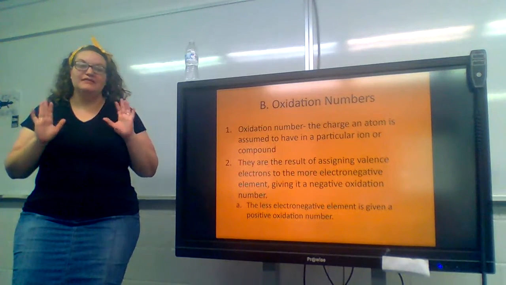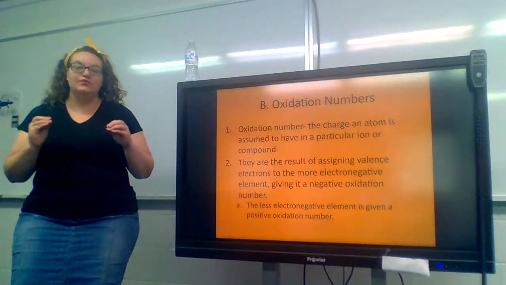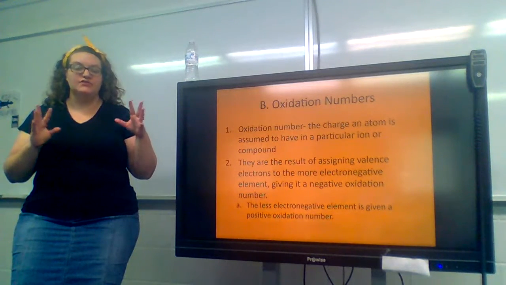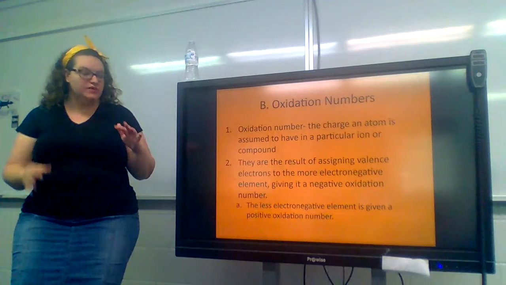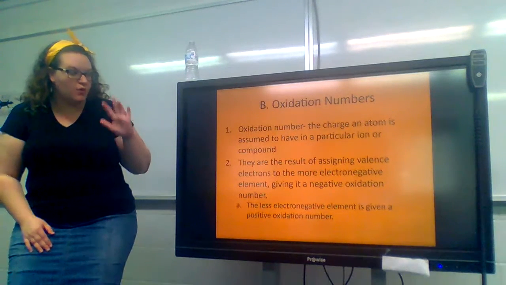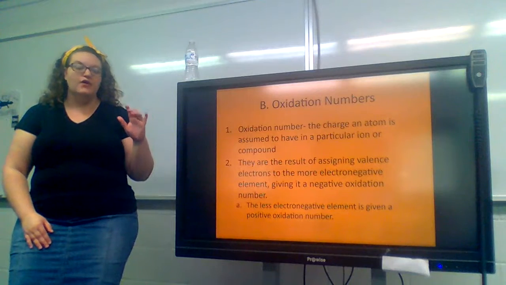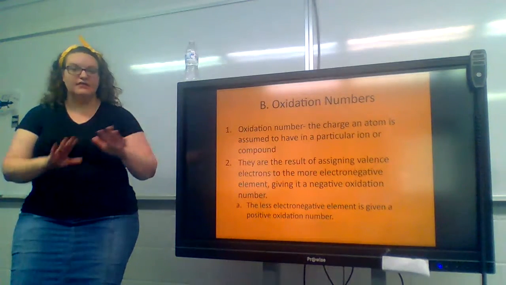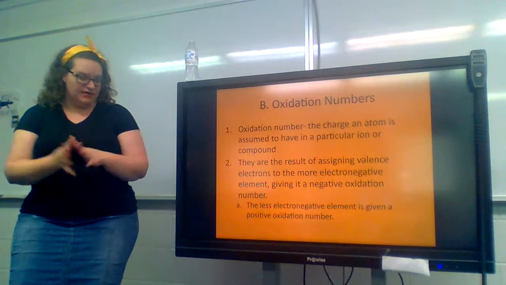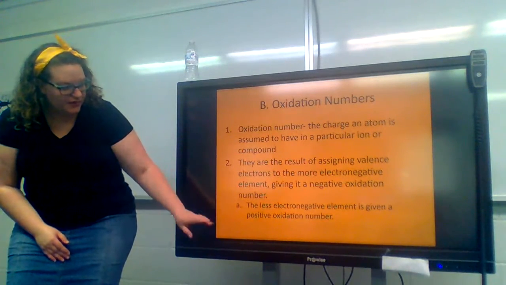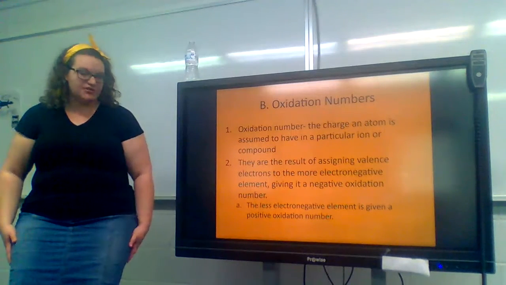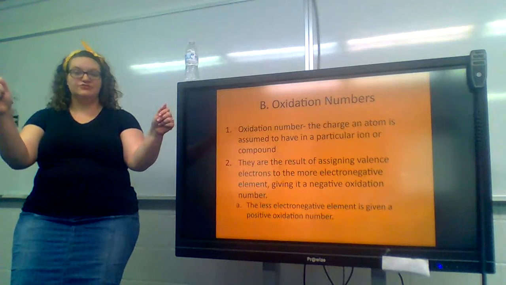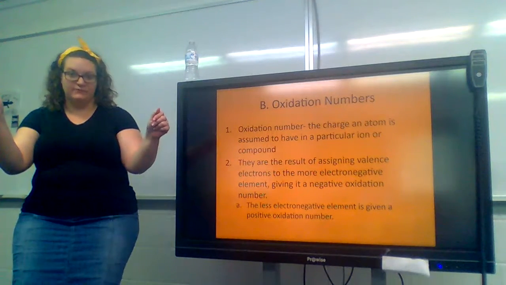Anyway, when scientists are dealing with elements and trying to determine oxidation numbers, they're going to look at which one is more electronegative. Which one already has more negativity in it versus more positivity in it. The less electronegative element is given a positive oxidation number. So the one with more electronegativity is assigned negative. The one with less electronegativity is assigned positive, all right?